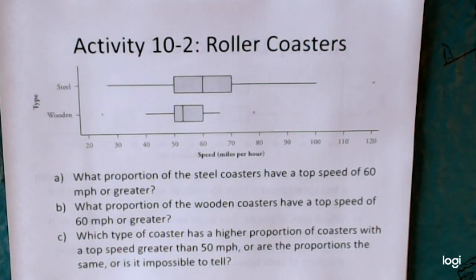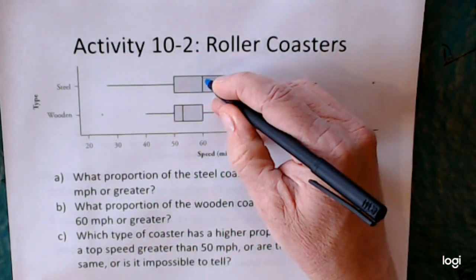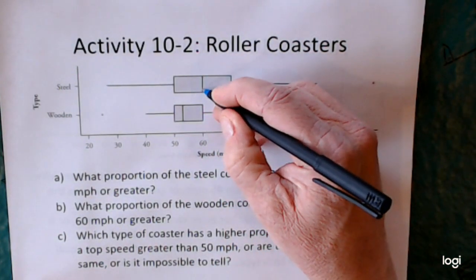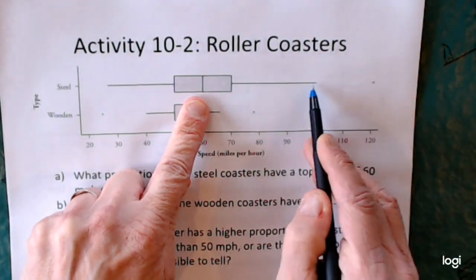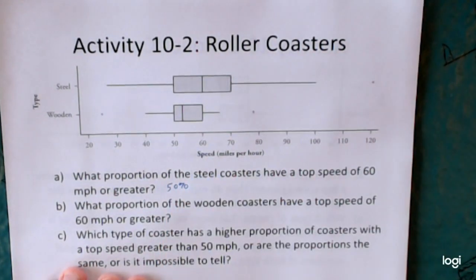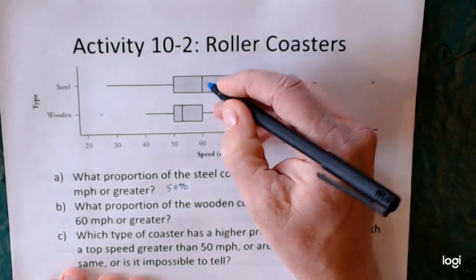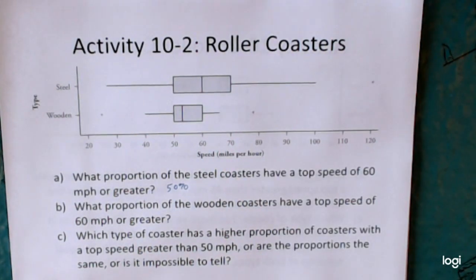So first question, what proportion of the steel coasters have a top speed of 60 miles per hour or greater? Okay, so we're looking at the steel coasters at 60 miles per hour. We've got 25% here and 25% above it. So 50% of the observations. The median speed for the steel coasters happens to be 60 miles per hour.